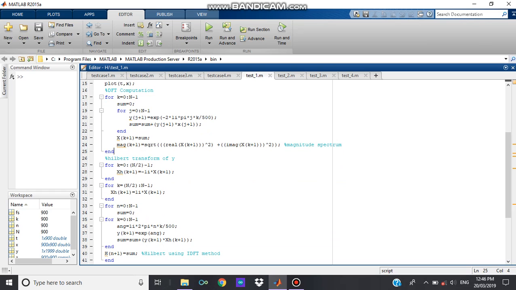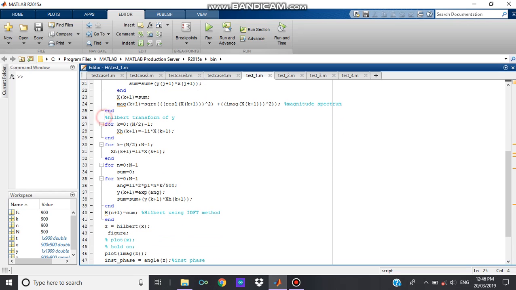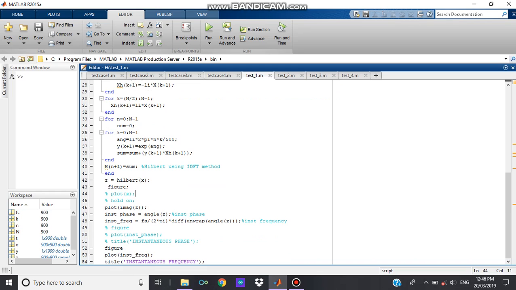So here, after DFT we do Hilbert. Instead of doing all this process, we can directly use the MATLAB command hilbert to get the Hilbert transform of the signal X. After that, to obtain the instantaneous phase and frequency, these are the formulas that I use. So here we'll just see how instantaneous frequency varies. Let us see how the instantaneous frequency of an FM signal varies.